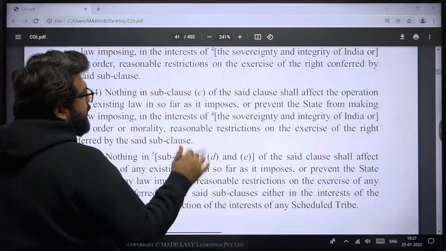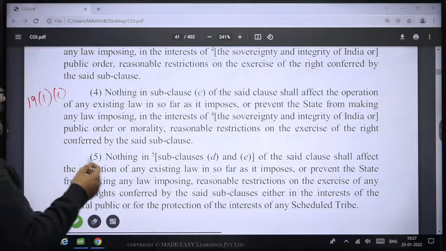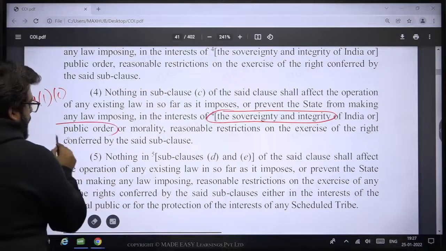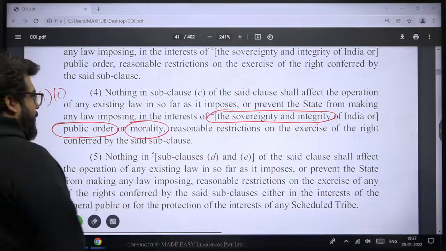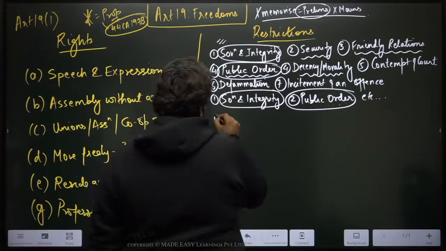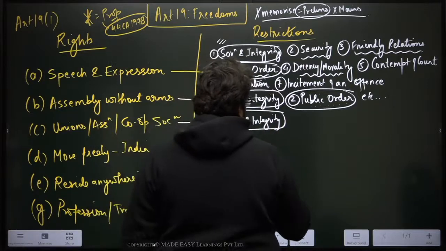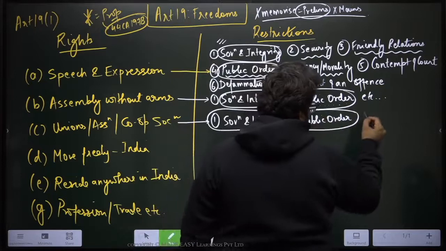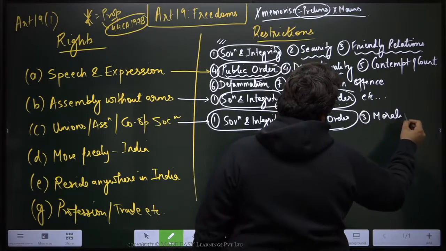Nothing in clause C of the said clause shall affect the operation of any existing law insofar as it imposes, or prevents the state from making any law imposing, in the interest of the magical words sovereignty and integrity, or public order, or morality, reasonable restrictions on the exercise of the rights, right? So there is a little bit of open end here. So you've got sovereignty, public order and morality. Okay. So sovereignty and integrity, common; public order, again common; and morality, which is common to this part.